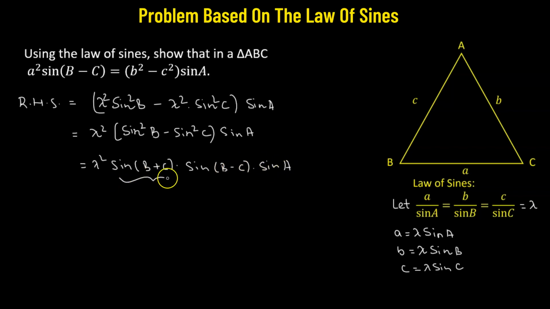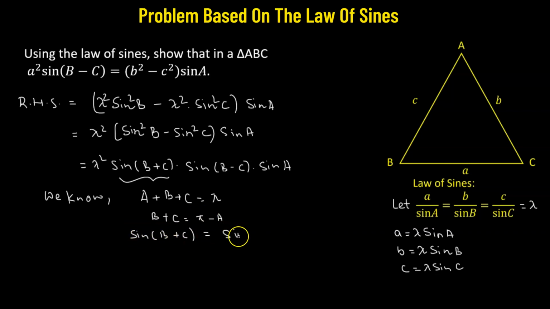Now we'll work with this particular sine of (b plus c), because we know for a fact that in any triangle ABC, the sum of the interior angles A plus B plus C equals 180 degrees or pi radians, meaning b plus c can also be represented as pi minus a. If we take the sine of the angle on both sides, sine of (b plus c) equals sine of (pi minus a). Now sine of (pi minus a) is a standard value, sine a. So in place of sine (b plus c), we can replace it with sine a.